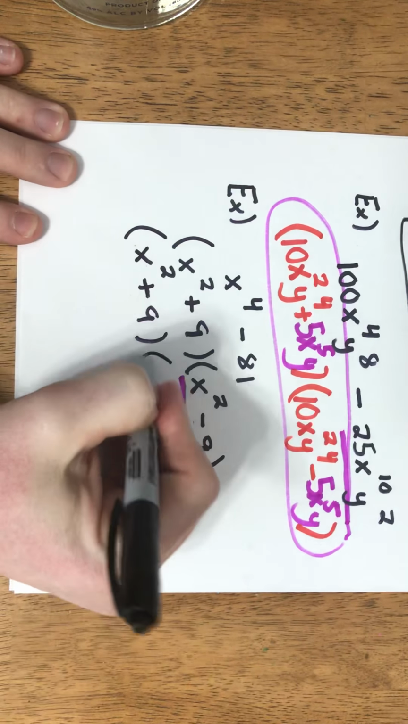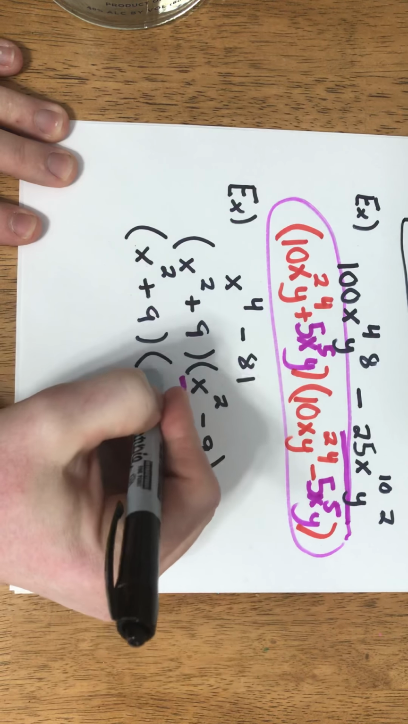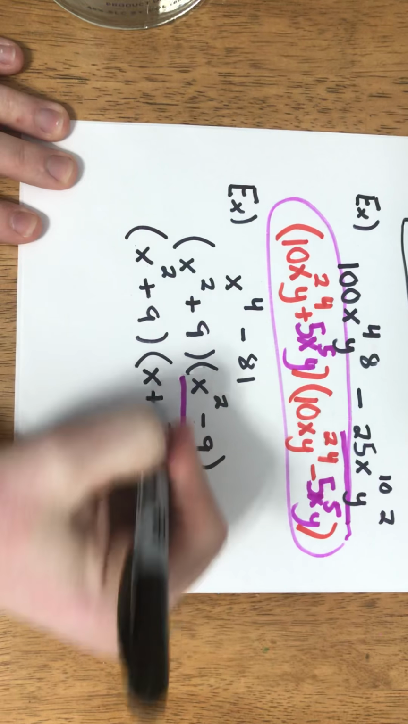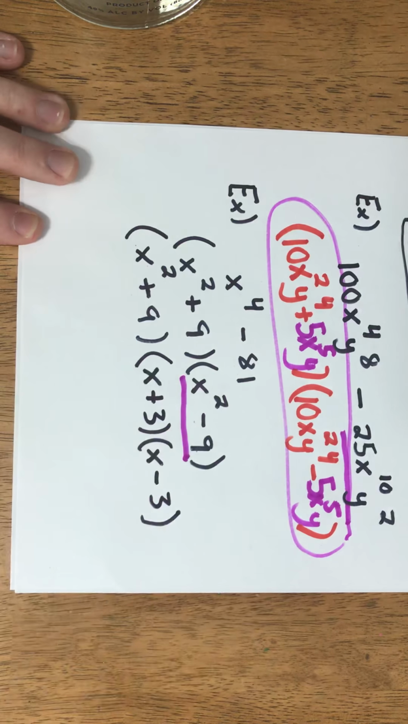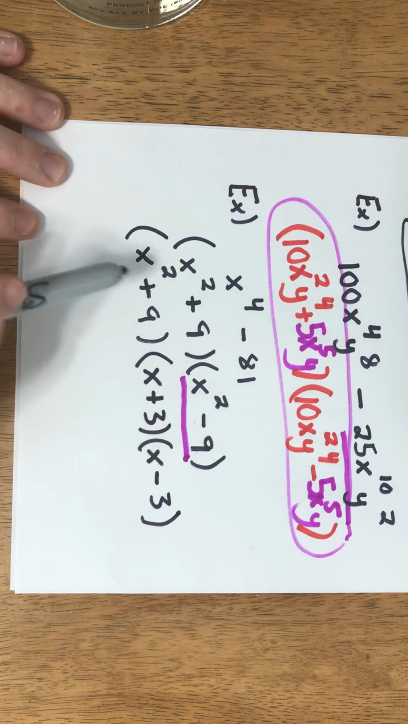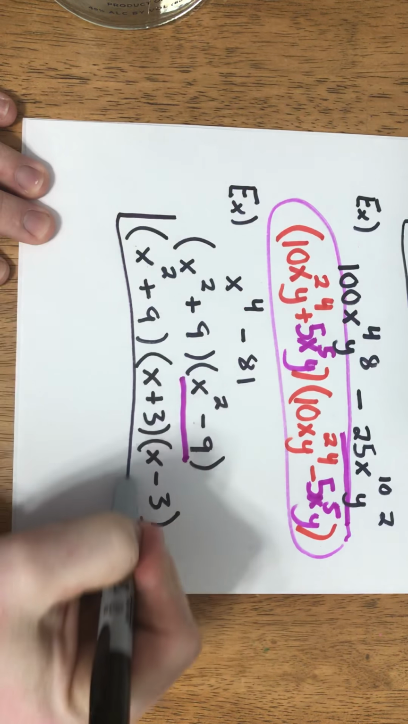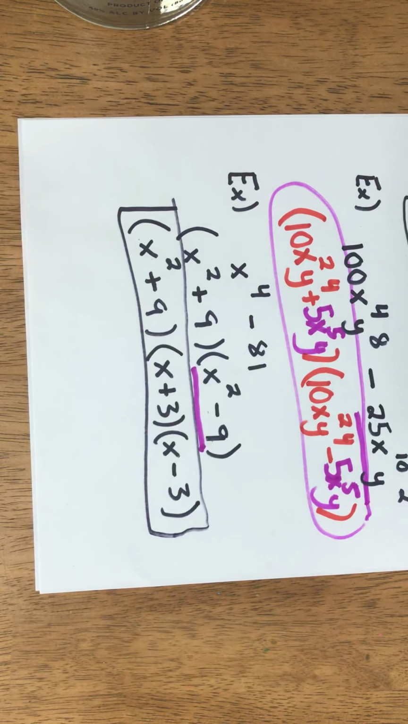But x squared minus 9, I can take the square root of each piece here. Square root of x squared is x and x. I know I've got plus and minus. Square root of 9 is 3 and 3. Now at this point, I don't have any more difference of perfect squares, so I can stop here. So this would end up being my final answer for this particular example.